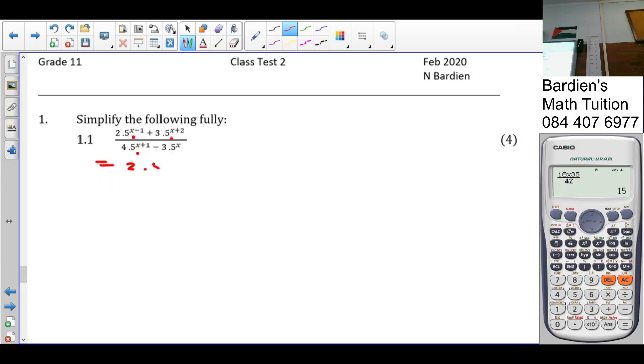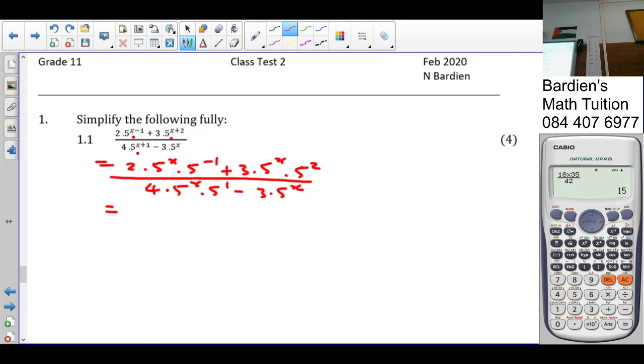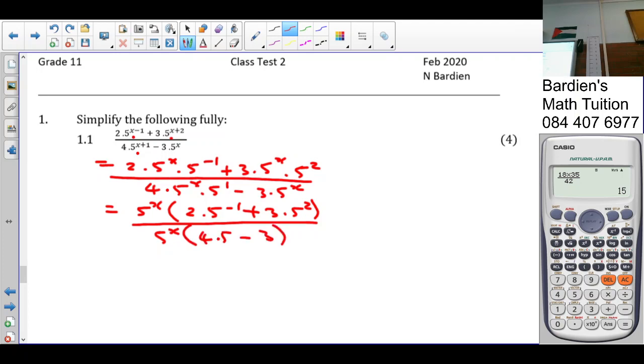So it's going to be 2 times 5 to the x times 5 to the negative 1 plus 3 times 5 to the x times 5 squared over 4 times 5 to the x times 5 to the 1 minus 3 times 5 to the x. People, what is common in the numerator? 5 to the x. So it's 2 times 5 to the negative 1 plus 3 times 5 squared all over 5 to the x into 4 times 5 minus 3.